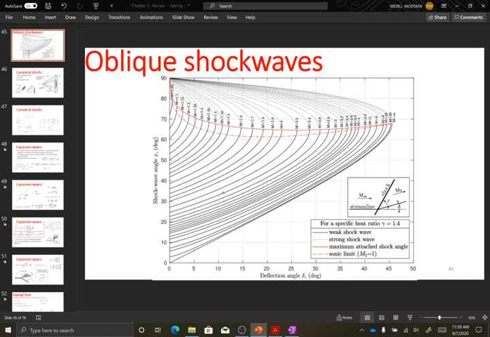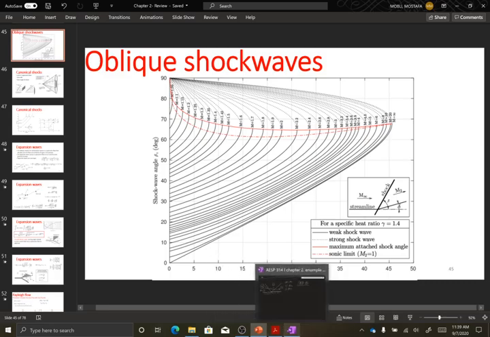You don't need to use this plot. You can just use Google, essentially, to find the calculator. But this is how you do it. And we usually are dealing with the weak shock wave part. So we don't really deal with the strong shock wave part unless you're told to.